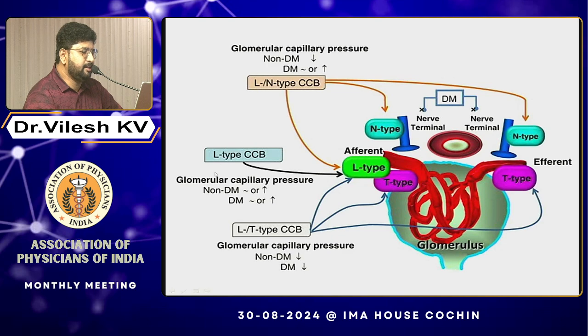So when you have an L-type calcium channel blocker like amlodipine, it will cause an increase in the glomerular capillary pressure, in both diabetic and non-diabetic patients. When you combine with L and N type calcium channel blockers, these are the ones like efonidipine, these patients will have a decrease in the intraglomerular pressure. And the L and T type calcium channel blockers decrease both, because of the T type, there is an efferent vasodilatation as well as the afferent vasodilatation. So it will cause a decrease in the glomerular capillary pressure and thereby reduce the proteinuria. So this is where we have the basics on the renal side.